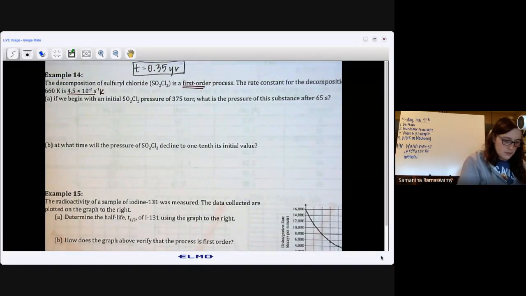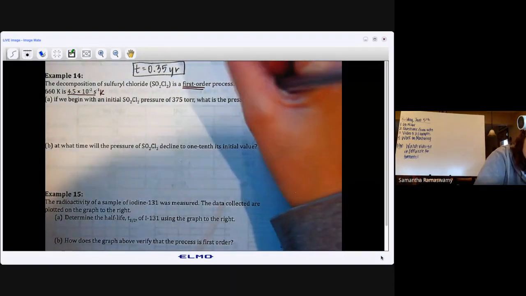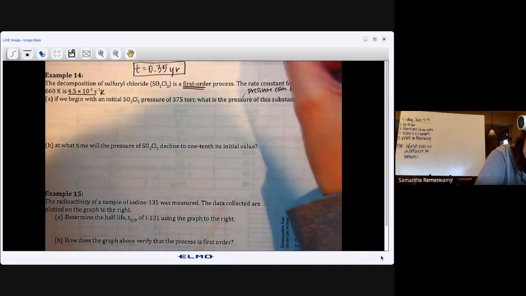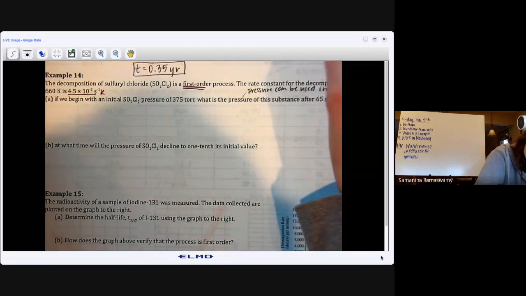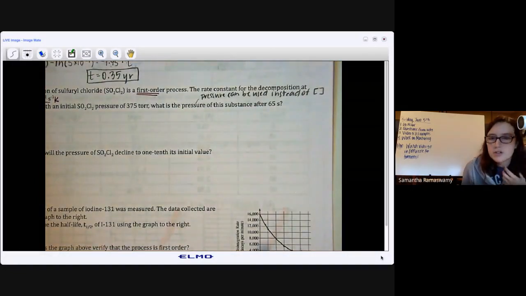A says, if we begin with an initial pressure of 375 torr, what is the pressure of this substance after 65 seconds? So you might look at this and say, all right, well, we were dealing with concentration before, now we have pressure. Why do we have pressure? Well, pressure can be substituted in for concentration. So pressure can be used instead of concentration. That's okay, because gases are typically measured in pressure instead of concentration.